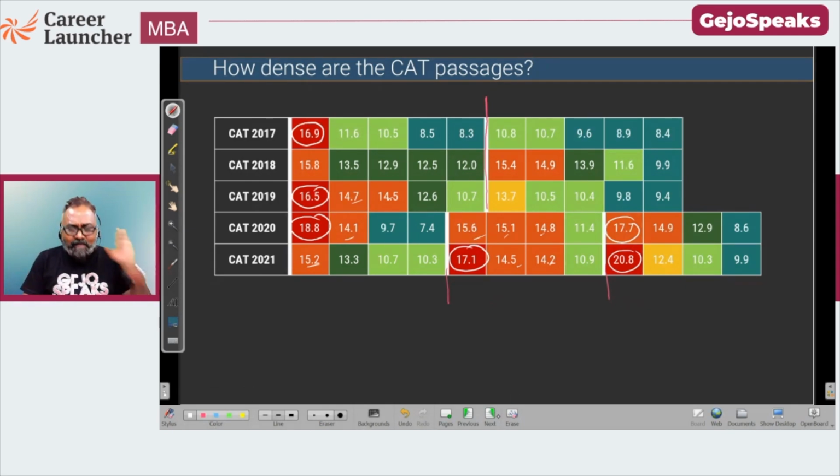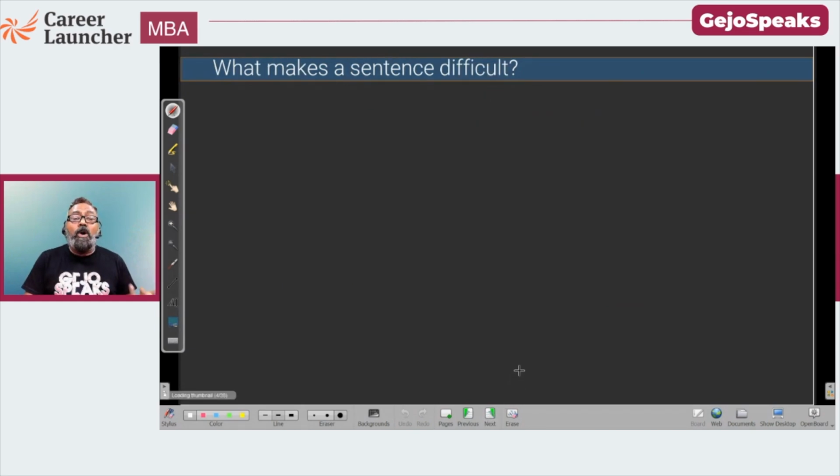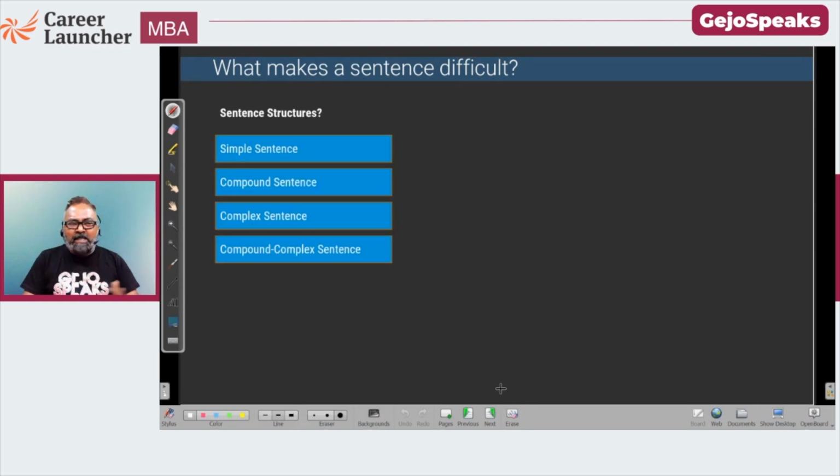Okay. Now, a passage is a combination of sentences. So a passage being dense would mean the sentences are dense. The question, therefore, is what makes a sentence difficult? Now, we could probably go to grammar and look at the sentence structures. Grammar says there are four sentence structures: simple sentence, compound sentence, complex sentence, and compound-complex sentence. What does a sentence need? A subject and a verb. We can have a sentence with just a verb, by the way. Run. That'll be a sentence.